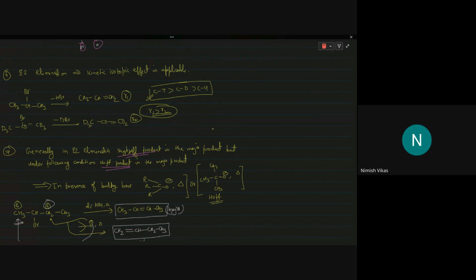No, this was the order of the bond energy which I told. Oh, okay, this is bond energy data. Okay. The bond energy for CT is highest, that is why its rate is lowest. Got my point? Yes, sir.